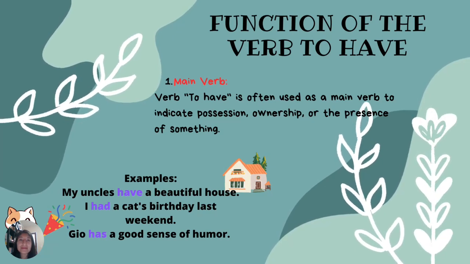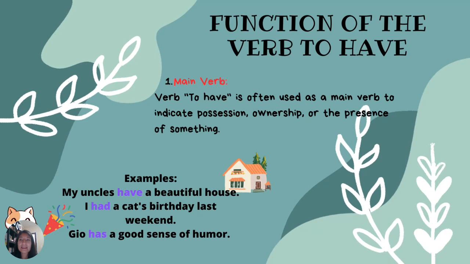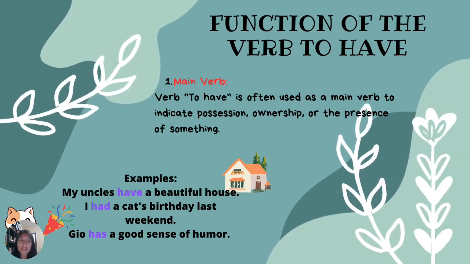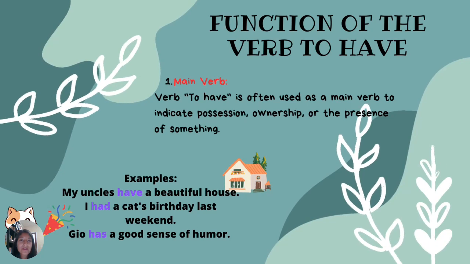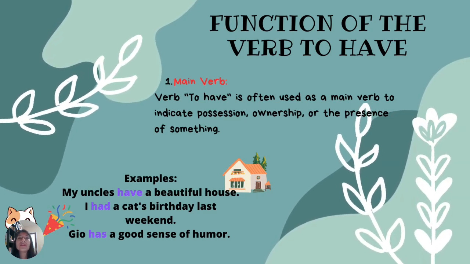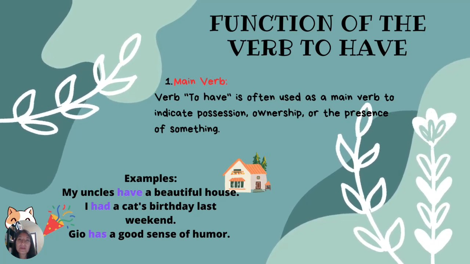Function of the verb to have. This verb has two functions too. So the first is as a main verb. The verb to have is often used as a main verb to indicate possession, ownership, or the presence of something.